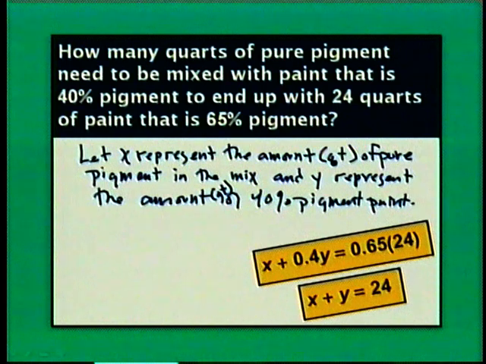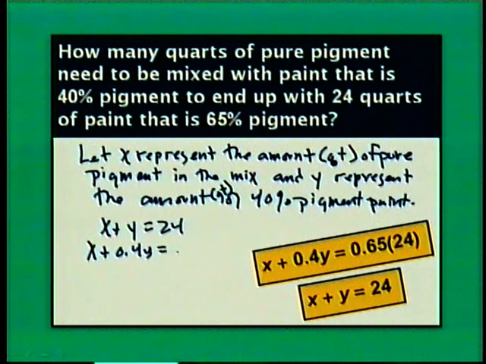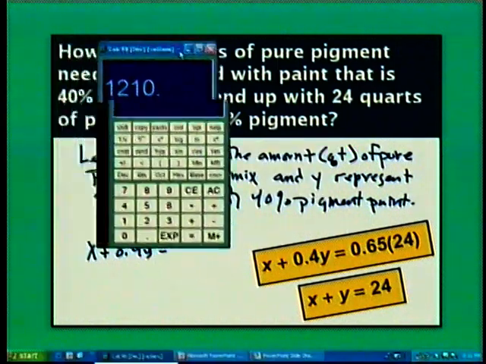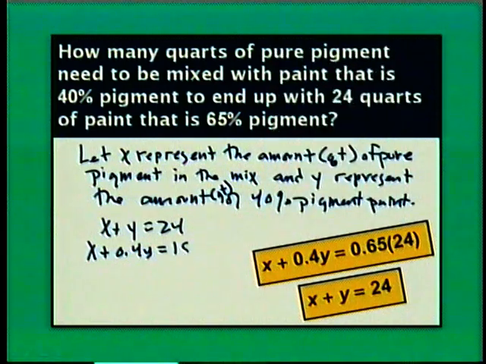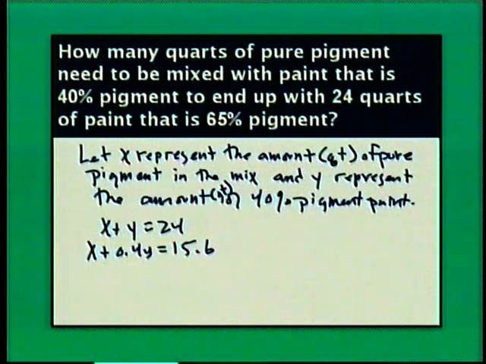So I have my system of equations. X plus y equals 24, and x plus 0.4y equals, and at this point I'm going to figure out what 65% of 24 is. So 65% of 24 quarts is 15.6 quarts. So here's my system. I'm going to solve this system by substitution. So working with the first equation, I can easily solve that for y in terms of x. So I know that y is 24 minus x.